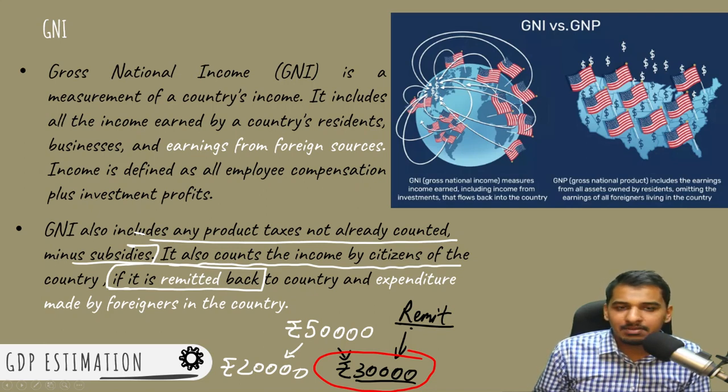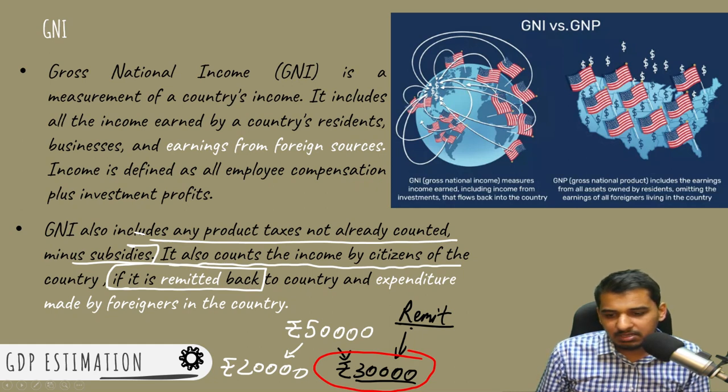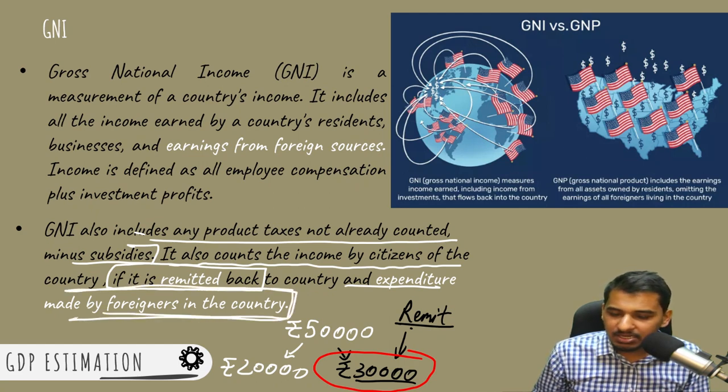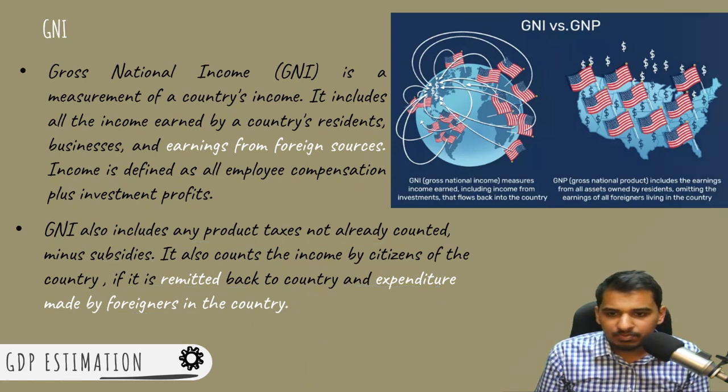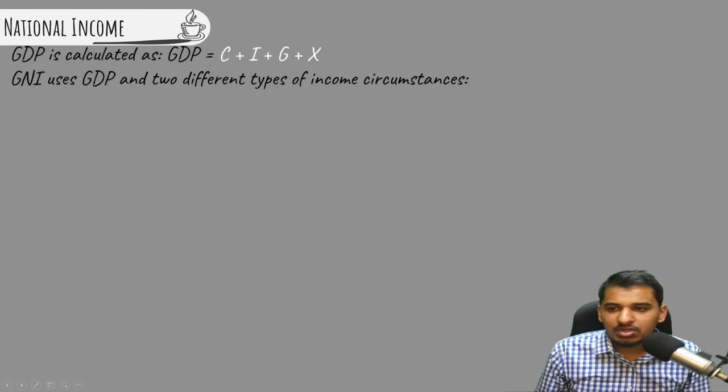Similarly, any income that comes from any kind of investment to a country, and expenditure made by foreigners in the country, is also included in GNI. So GNI is a broad concept, you can say. Let us see the relationship between GNI, GDP and GNP.